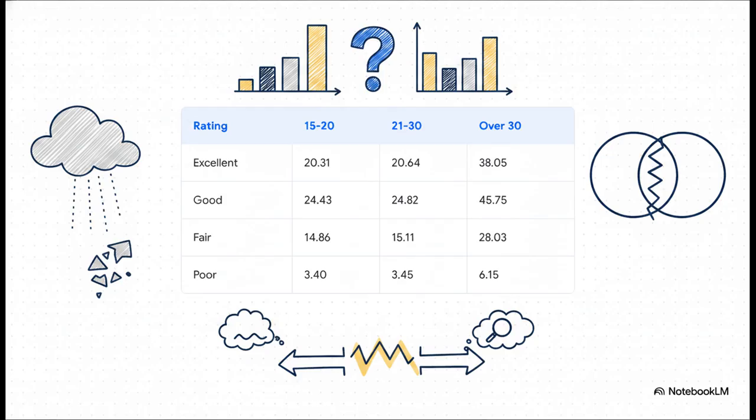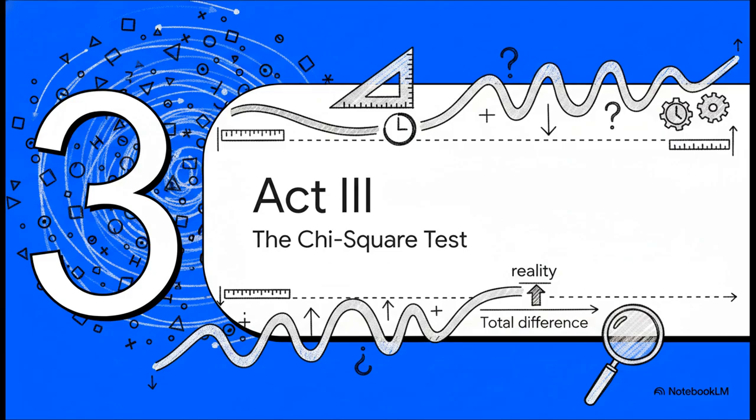Now we can compare. In the real world, we observed 18 excellent ratings in that 15 to 20 group. But in a perfectly random world, we would have expected 20.31. You see the difference? Our entire analysis now boils down to one thing: measuring the total size of the gap between these two tables, the gap between reality and random chance. So how do we measure that gap?